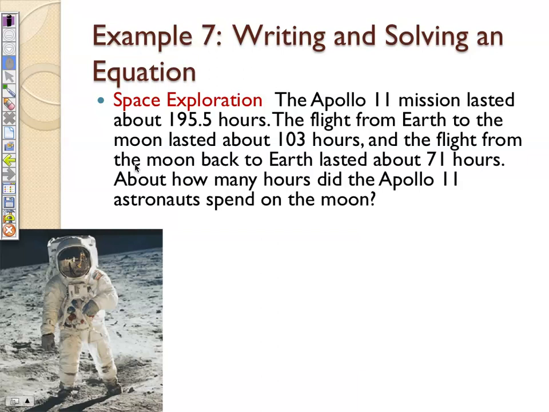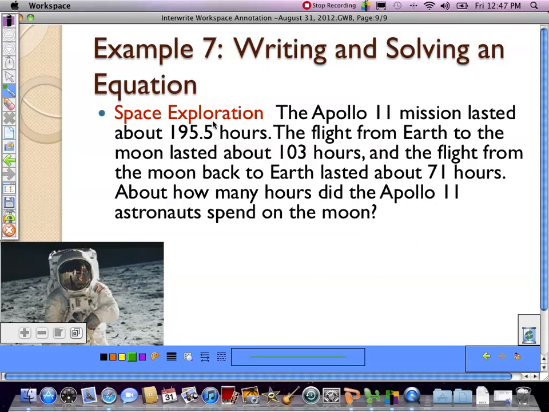All right, let's try a word problem. Now, what I'm going to do is, as I read this word problem, I am going to circle the numbers and underline the hint words. So again, I'm going to circle the numbers and underline the hint words. It says the Apollo 11 mission lasted about 195 hours. The flight from Earth to the moon lasted about 103 hours, and the flight from the moon back to the Earth lasted about 71 hours.